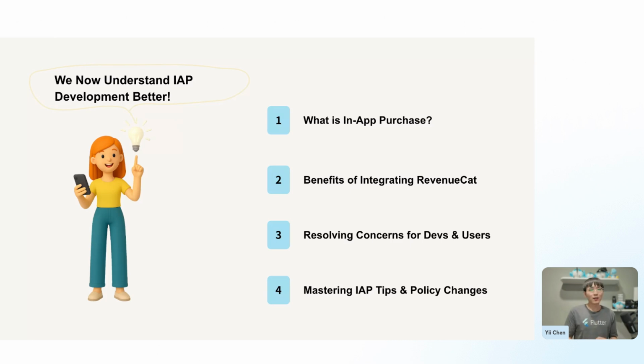Second, we looked at the value of RevenueCat. It helped us implement fast and reduce technical burden significantly. Third, we broke down how IAP works. This helps us solve problems and address concerns, both for developers and for users. Last, we learned how to optimize IAP strategy and setup today with policy changes from Apple, Google, governments, and service providers. Once you have mastered these concepts, you will understand IAP better than many developers.